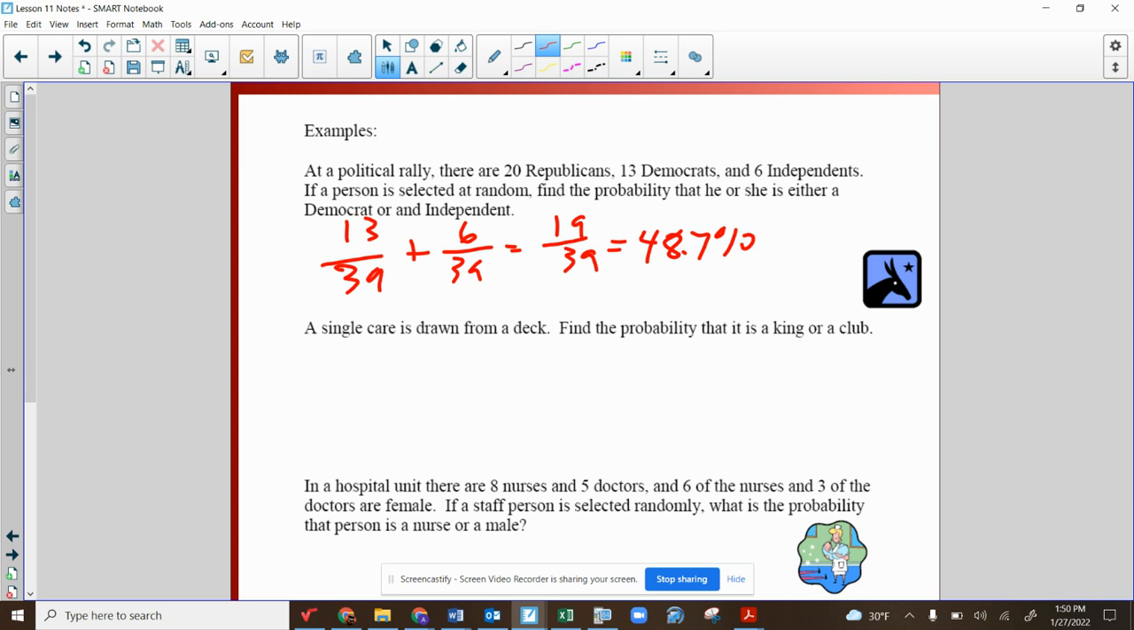All right, a single card is drawn from a deck. Find the probability that it is a king, 4 out of 52, or a club, 13 clubs in a deck out of 52, and there is a king of clubs. So 16 out of 52.